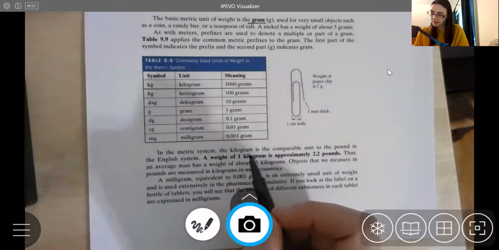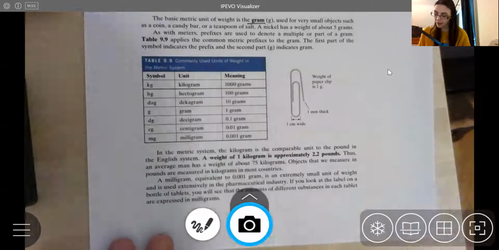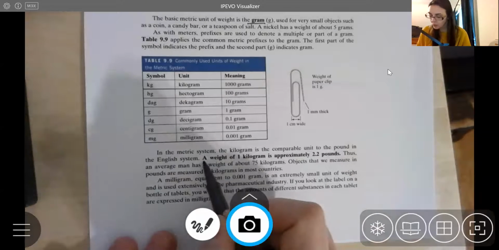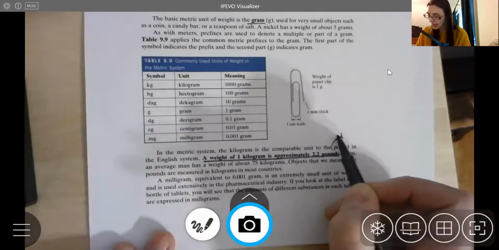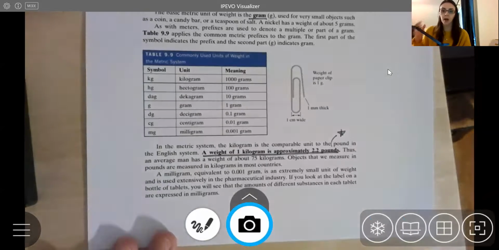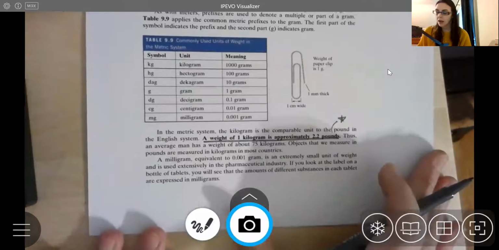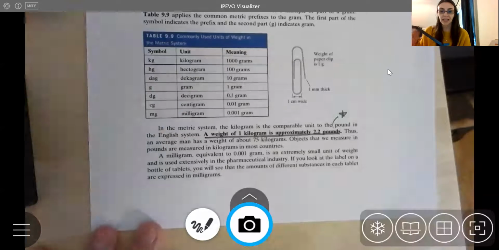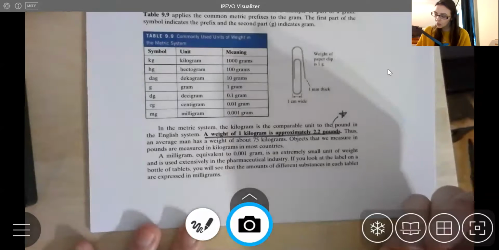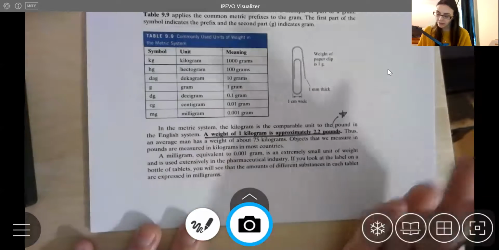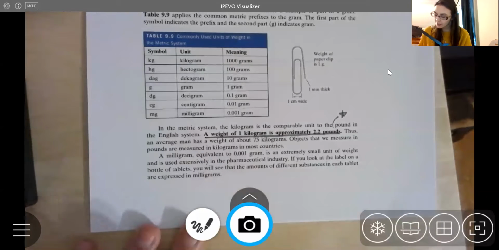In the metric system, a kilogram is what is comparable to pounds in the English system. So the weight of 1 kilogram is about 2.2 pounds. And I know this is something that actually gets used a lot, particularly in the medical field. A lot of dosages are given in kilograms, not in pounds, for the patient. So there is a lot of conversion that has to go on there. So the average man has a weight of about 75 kilograms. And objects that we measure in pounds are measured in kilograms in most countries. Okay.